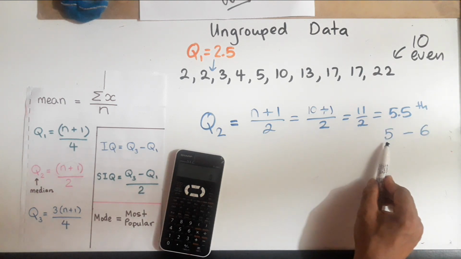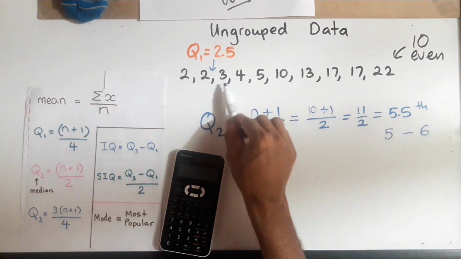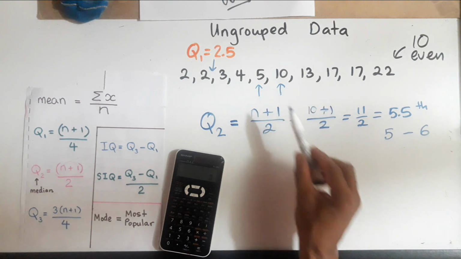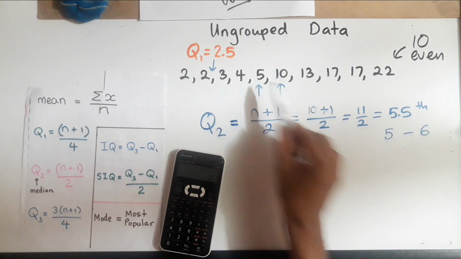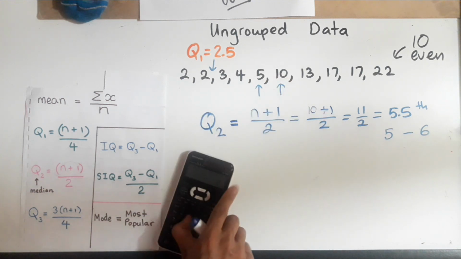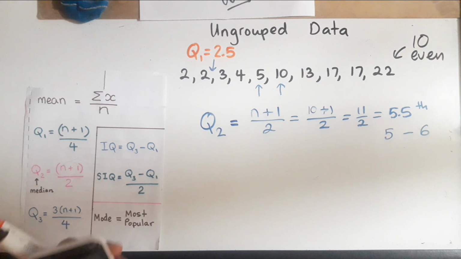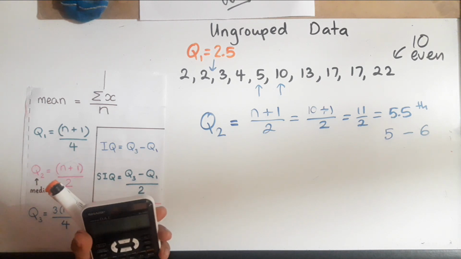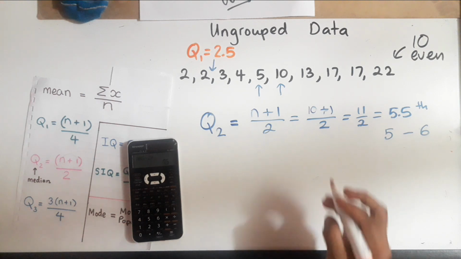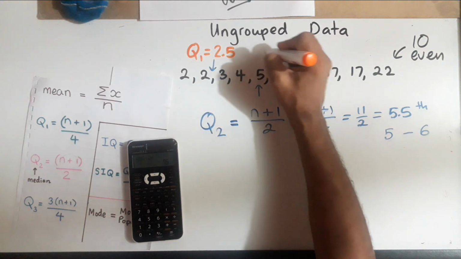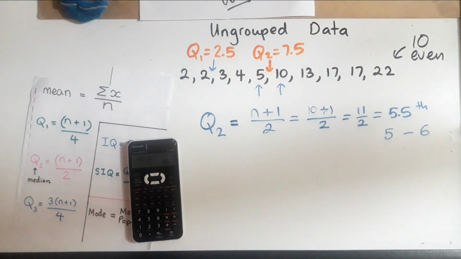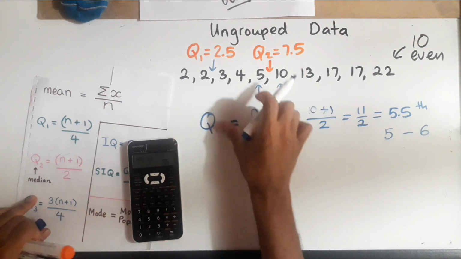So let's figure out the fifth term. 1, 2, 3, 4, 5. And this here is the sixth term. So Q2 is in between the fifth and sixth terms, so we have to add these two numbers. 5 plus 10 is 15. 15 divided by 2 is 7.5. Okay, so that means Q2 is 7.5.